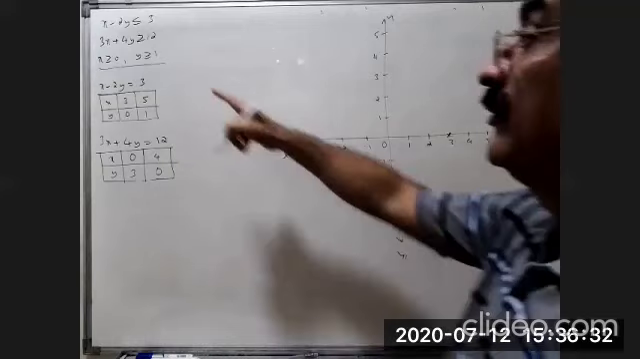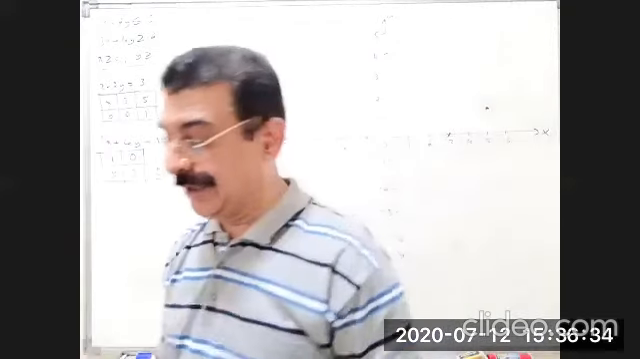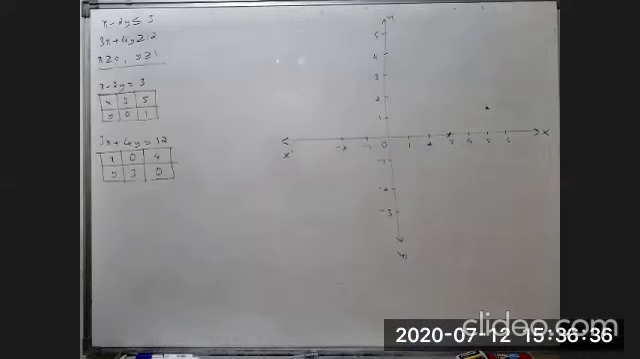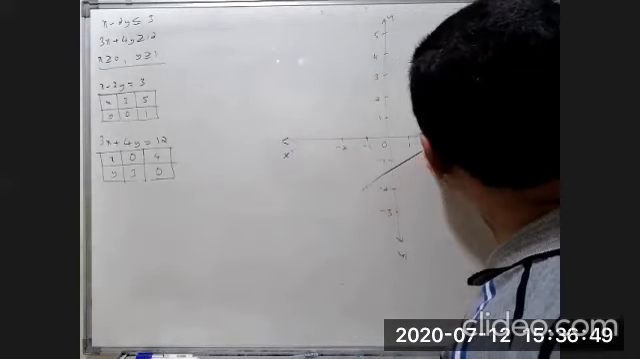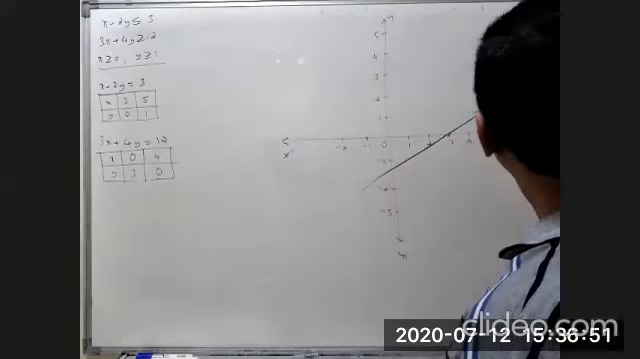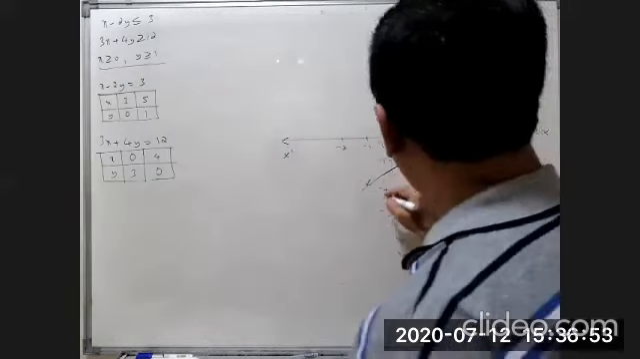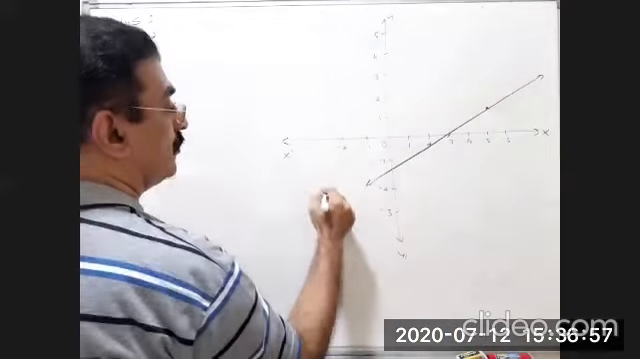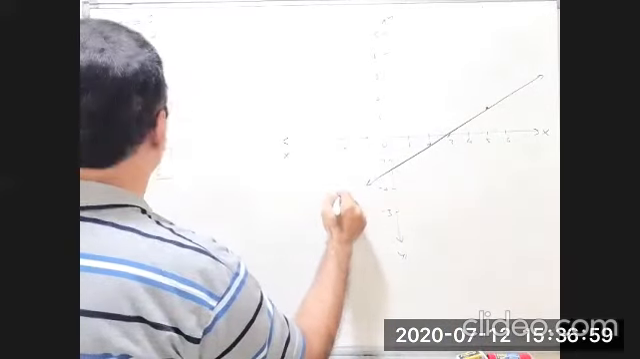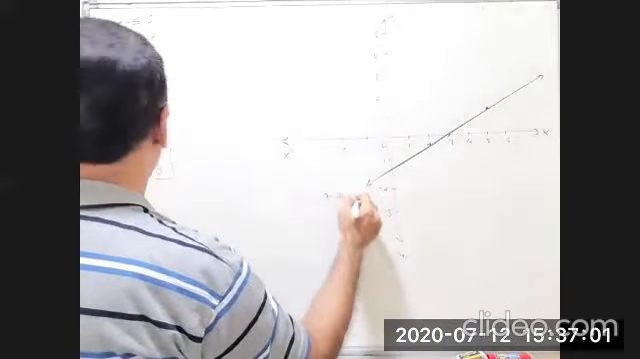It is less than or equal to, so it's a straight line. So draw a straight line passing through these two. This is our equation, x minus 2y is equal to 3.